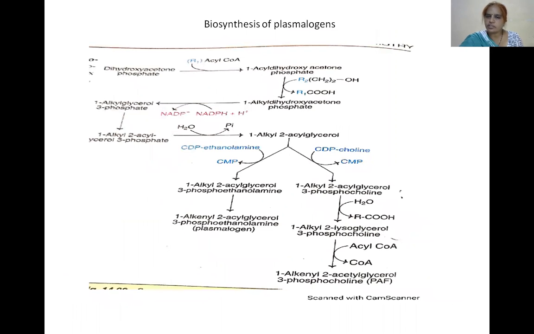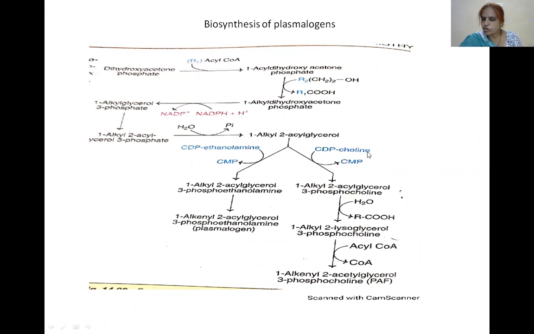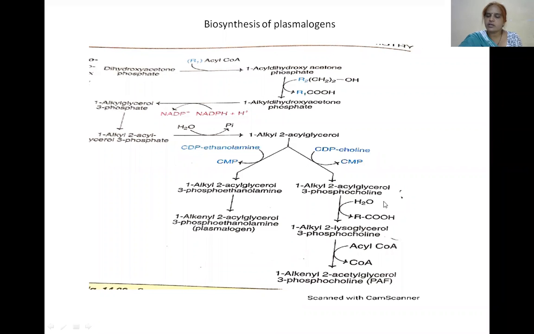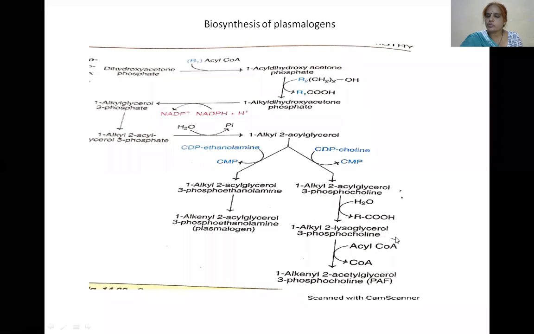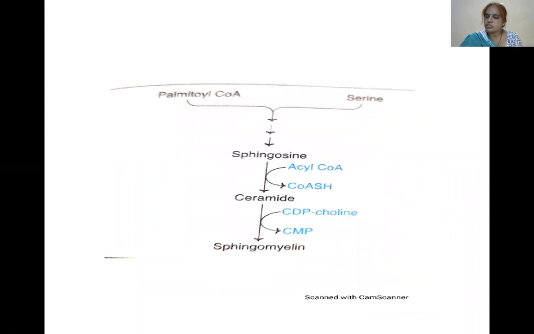Okay. Now see the synthesis of the plasmalogens. For the synthesis of the plasmalogens, 1-alkyl 2-acylglycerol is combined with CDP-ethanolamine, producing 1-alkyl 2-acylglycerol 3-phosphoethanolamine. The 1-alkyl 2-acylglycerol when combined with CDP-choline produces 1-alkyl 2-acylglycerol 3-phosphocholine. This when it undergoes hydrolysis produces 1-alkyl glycerol 3-phosphocholine. So this 3-phosphocholine when undergoes acylation, or otherwise condensation with the acyl CoA, produces 1-alkyl 2-acylglycerol 3-phosphocholine. Okay.